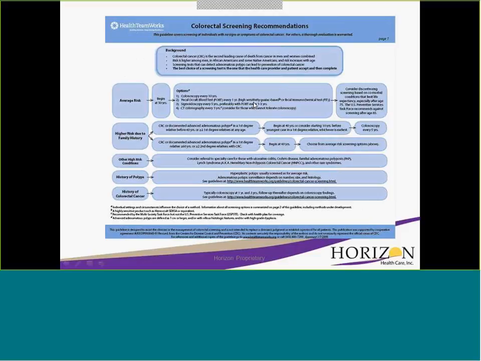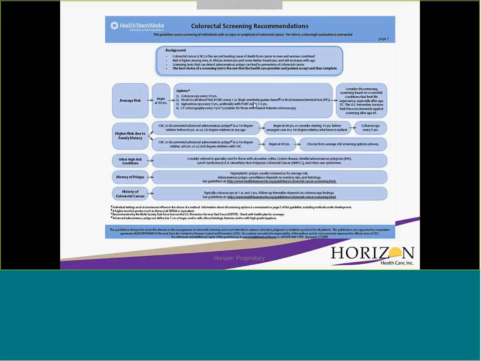Sure. During the presentation we specifically talked about average risk and high risk. Look at the slide here. If average risk, we begin the screening at age 50, and we give that patient different options, whether it be a colonoscopy or a stool-based test or other screening method.